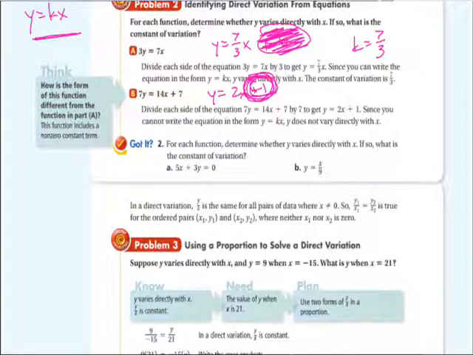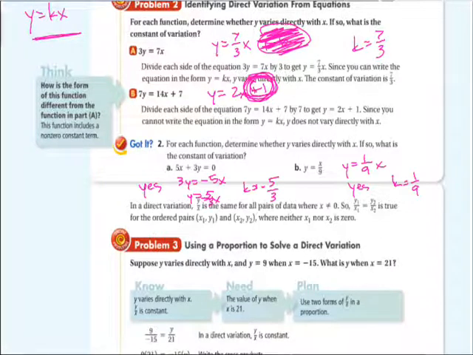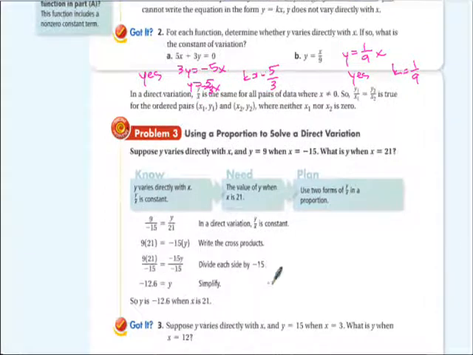If so, what's the constant? Pause the video here and try A and B. So hopefully you got the same thing I got, that both of these are direct variations. Here we solve for y and we get y equals -5/3 x, so k equals -5/3, that one's a yes. Here, same thing, y equals 1/9 x, so that's a yes, so k equals 1/9. Again, no problem. Let's take a look at number 3.